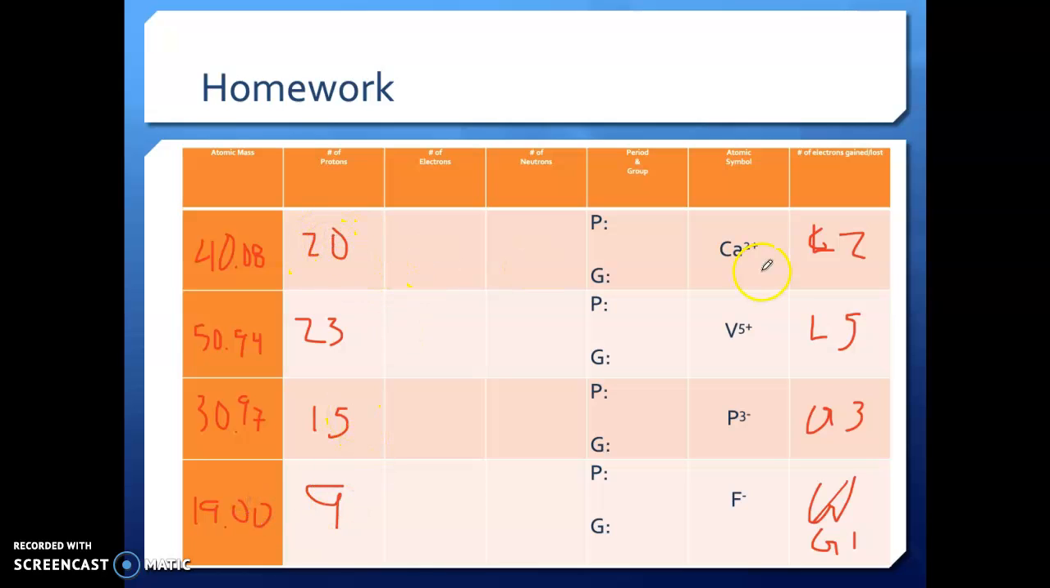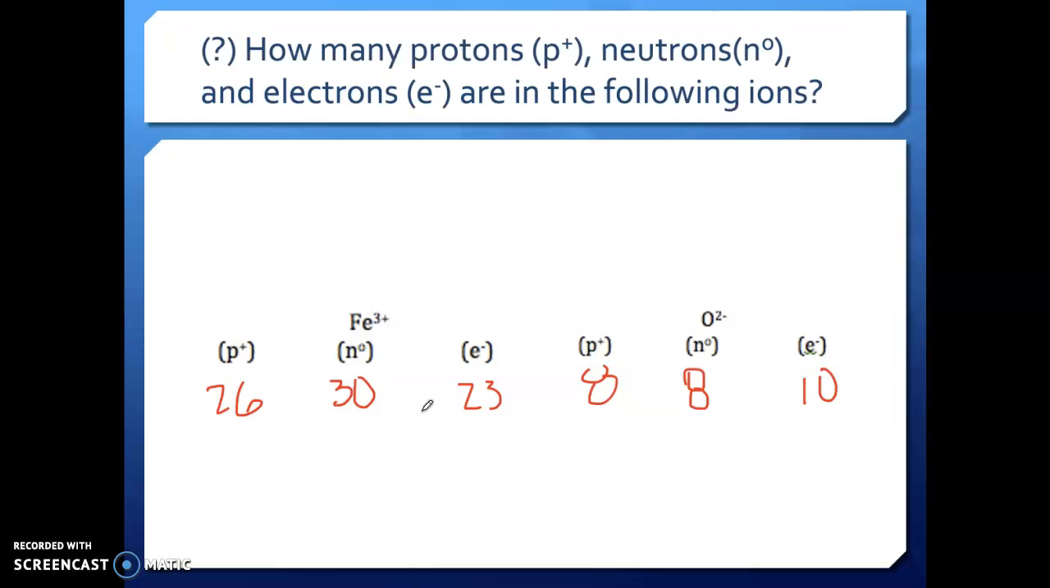So electrons, normally I'd have 20, but I lost 2, so I have 18. Vanadium, normally 23, but I lost 5, 18. Phosphorus, normally I have 15, but I gain 3, that gives me 18. And fluorine has 9, but I gain 1, so that gives me 10. Now, notice that this is 18, 18, 18. All those end up with the same number of electrons.